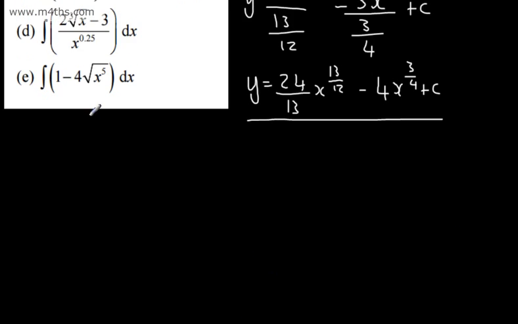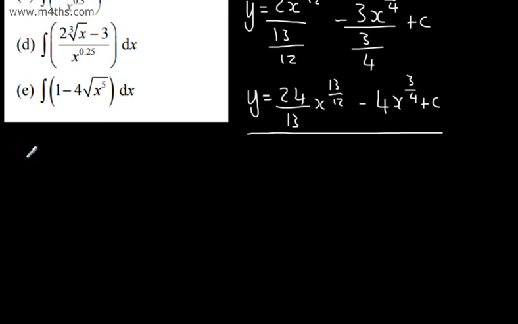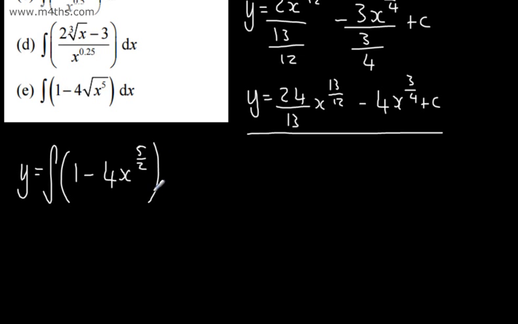Right, this looks a bit messy. What we've got here, let's rewrite it. We can say that y is the integral now of 1 minus 4 times the square root of x to the 5th. So we could write this as a power as x to the power of 5 over 2. And we're integrating with respect to x. So it's a square root of x to the 5th.